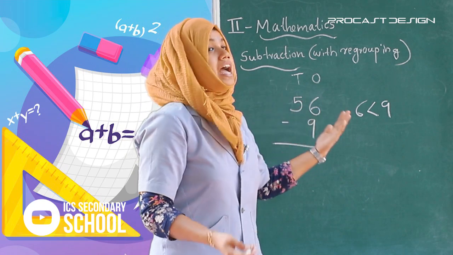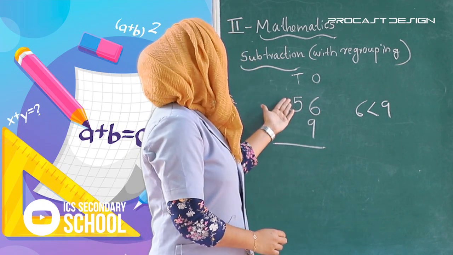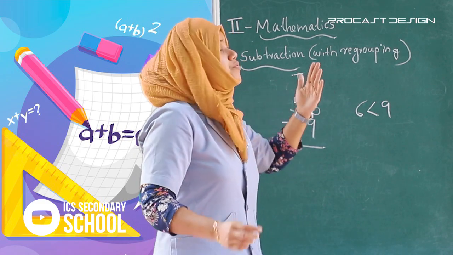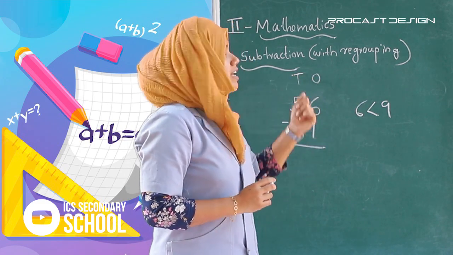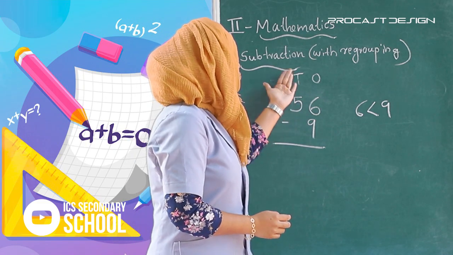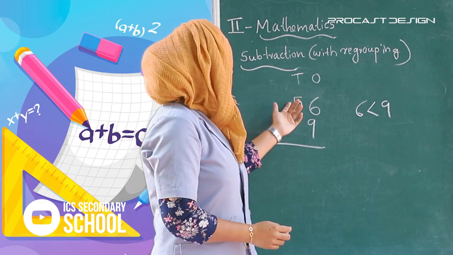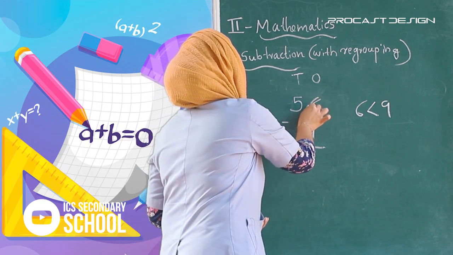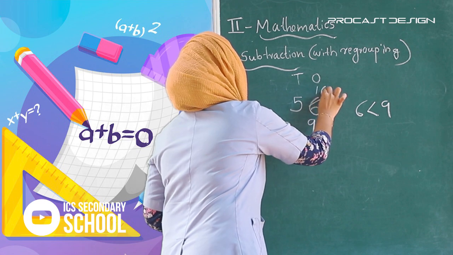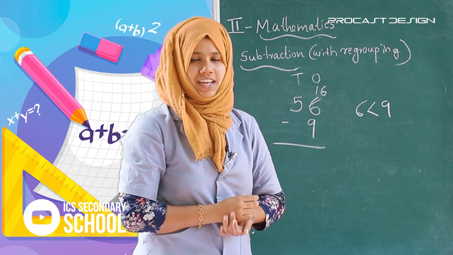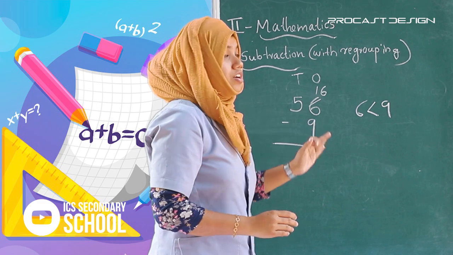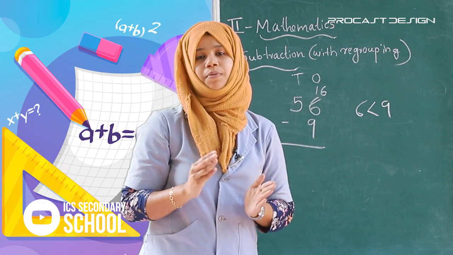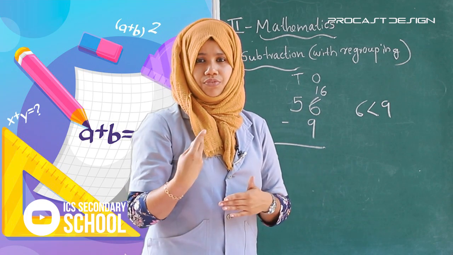So we have to borrow 1 ten from the tens column. Here 5 tens are there. We borrow 1 ten from here and the 6 becomes 16. Is it clear? You should listen to this part because it is very important. Sometimes you get confused about that.